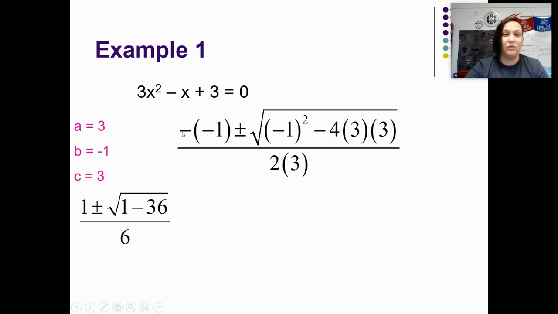So again, the double negative out here turned into a positive. -1 squared is +1. This is going to stay a subtraction sign, so we're minusing right here. 4 times 3 times 3 is 36, and 2 times 3 is 6. Next, I'm only doing one step of math, which is the 1 minus the 36.